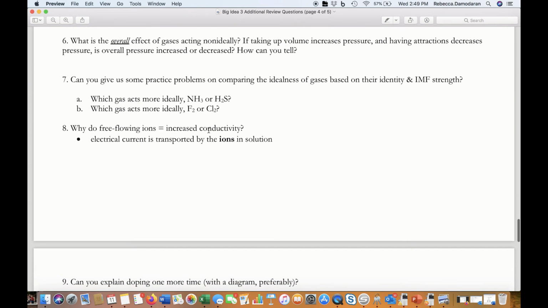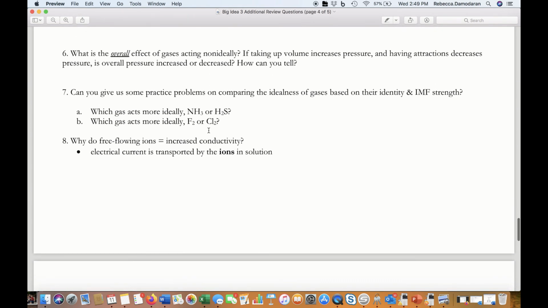For 6, what is the overall effect of gases acting non-ideally? Okay, so basically what we're asking here is, if they actually take up volume, we had said that causes the pressure to be higher than what we would expect, because we had assumed they don't take up volume, but they actually do. So that causes the pressure to be too high. We assume that they don't have any attractions, but they actually do. And so as a result, the pressure is going to be lower than it should be.